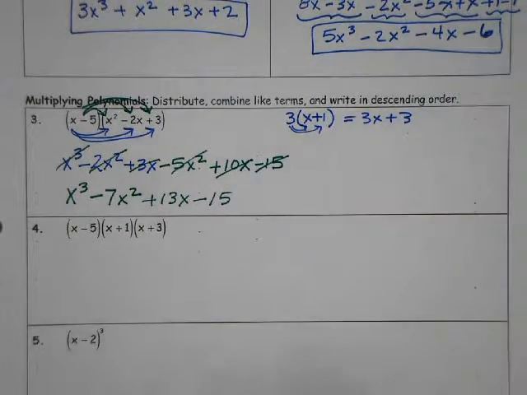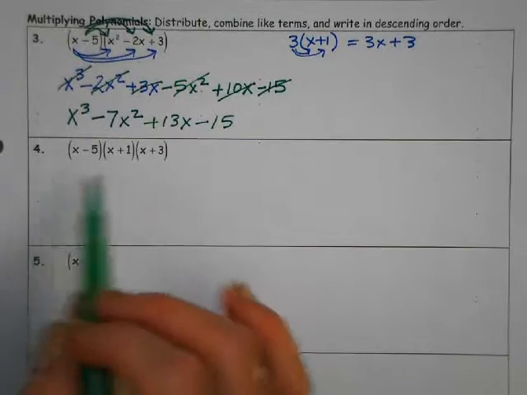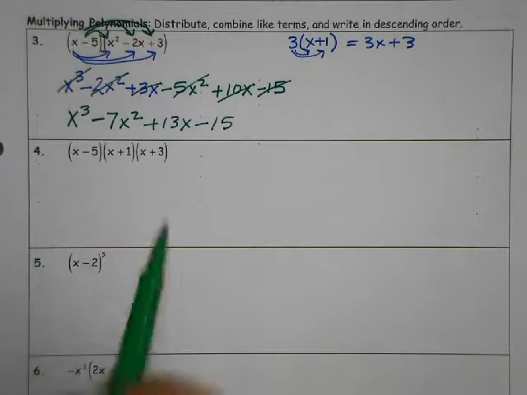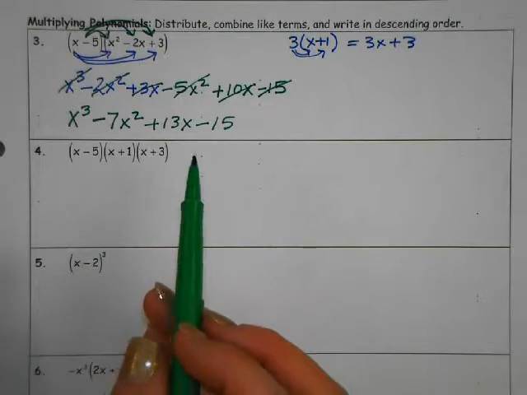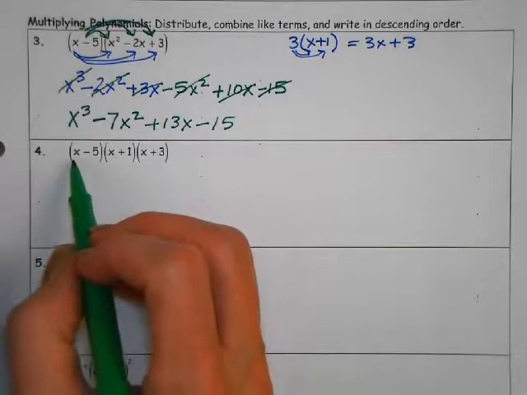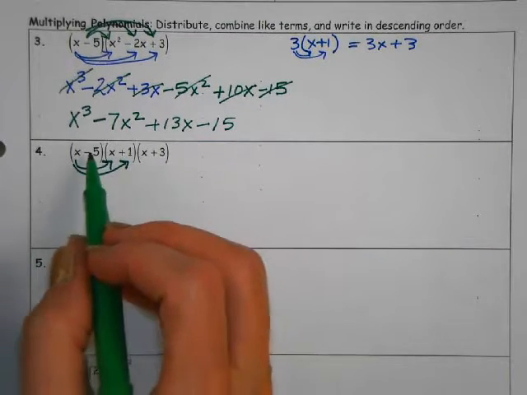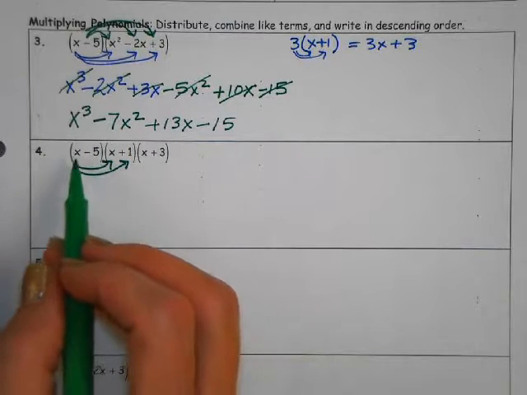Alright, so looking at number 4, how is number 4 a little bit different? Yeah, you have 3 different ones here, right? So where you do one set first and then do it to the next set, okay? So we're going to do the first one here first. We'll do the x to the x and the x to the 1, and then we'll go negative 5 to the x and then negative 5 to the 1. So let's do that one first.